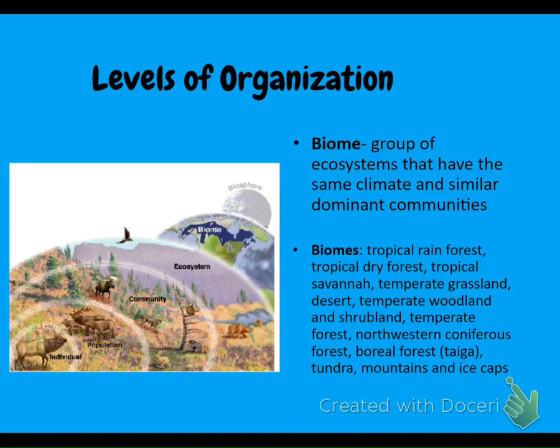Think about alligators and crocodiles. Very similar habitat, very similar community, and very similar ecosystem. And those things together, all the ecosystems that have the similar climate and similar dominant communities, that is called a biome. It's called a biome. So go ahead and write down what a biome is.